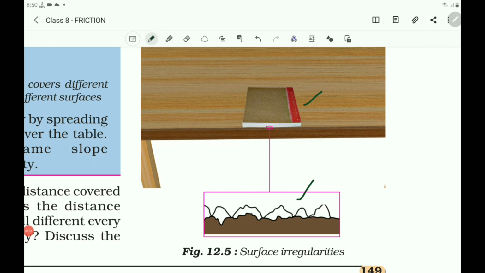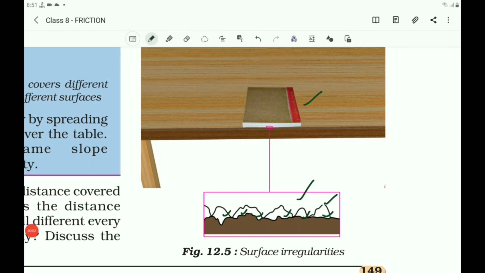In the case of a book and table, the surface irregularity can be observed here. Here the upper portion is the surface of a book and the lower surface is the surface of the table. And these are the surface irregularities. Rougher surfaces have more friction between them than smoother surfaces.